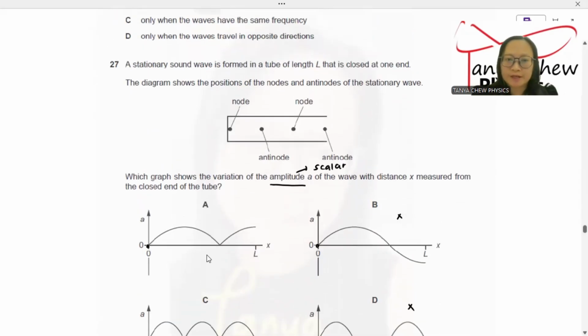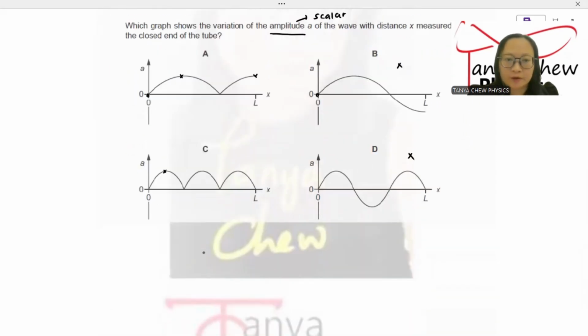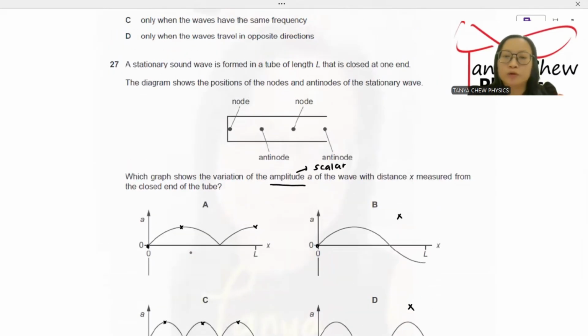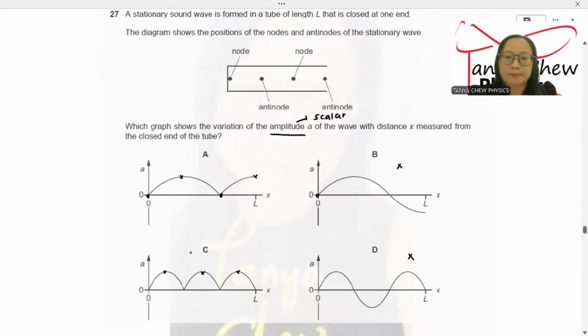So here we can see that there are two antinodes. That means there are two positive maximum peaks. Between A and C, for C, there are three antinodes. But from the diagram that is given, there are only two antinodes and two nodes. So two zero displacements and two maximum amplitude. Maximum displacement, right? Amplitude is a scalar quantity. So that is why all the values of the antinode must be positive. So A is the answer.